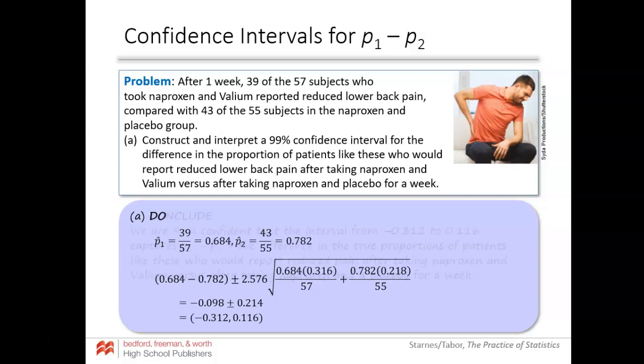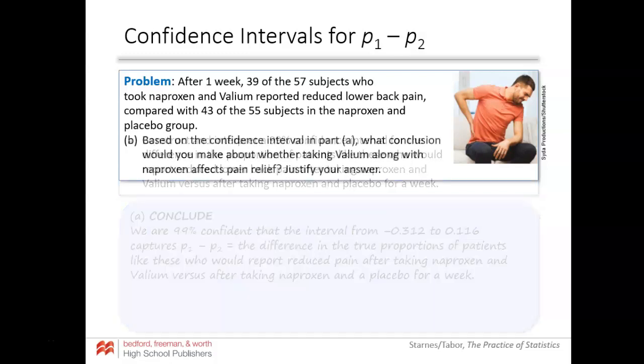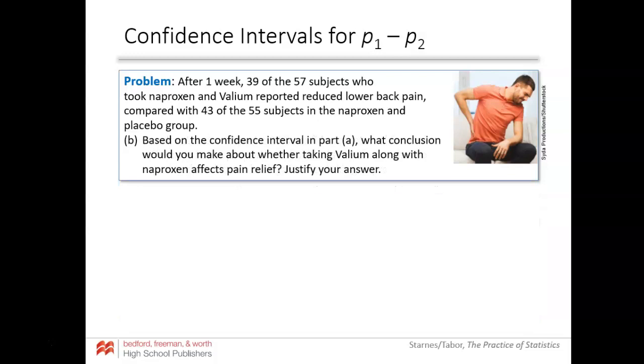We have to interpret that now. That's the important part, right? So we had a 99% confidence interval, I believe. So we are 99% confident that the interval from negative 0.312 to 0.116 captures the true difference in proportions of patients like these who would report reduced pain after taking naproxen and Valium versus taking naproxen and a placebo. There you go. Now, how important is that to you? I don't know, but let's read the next question.